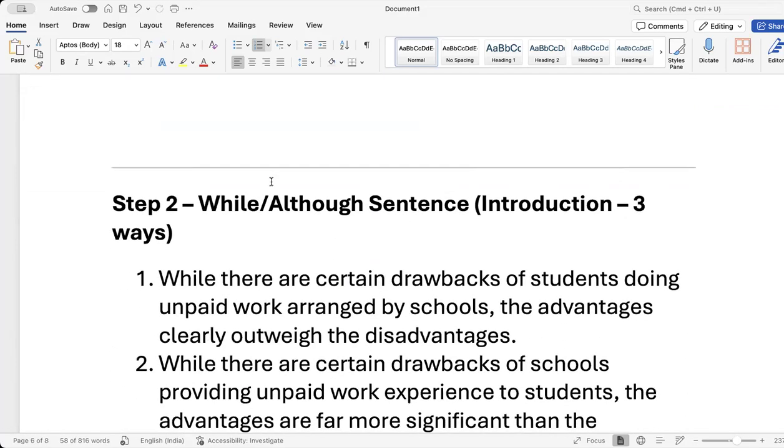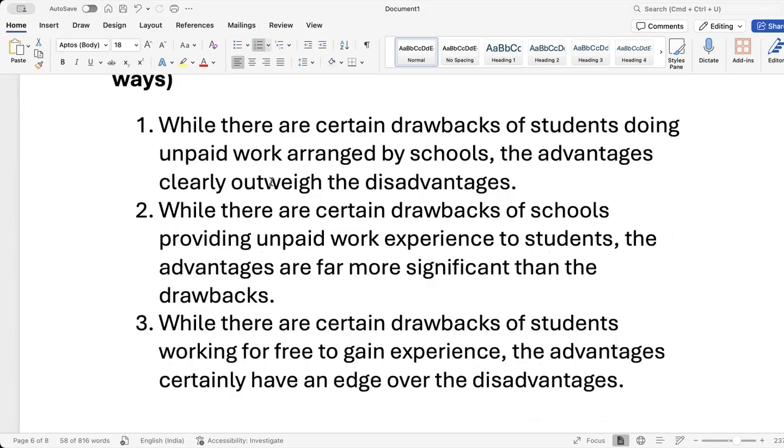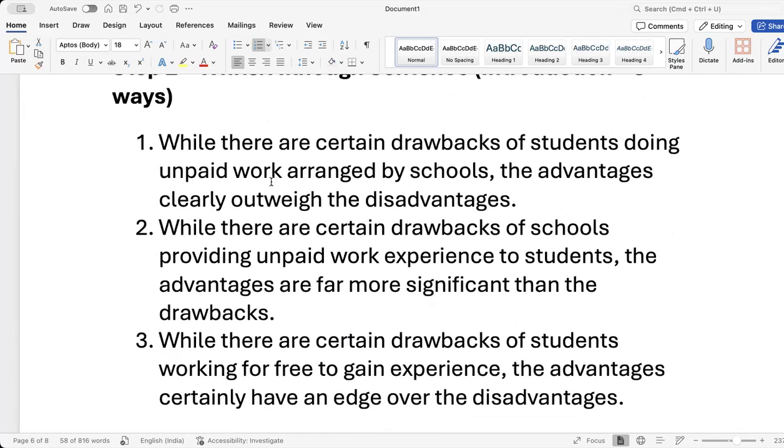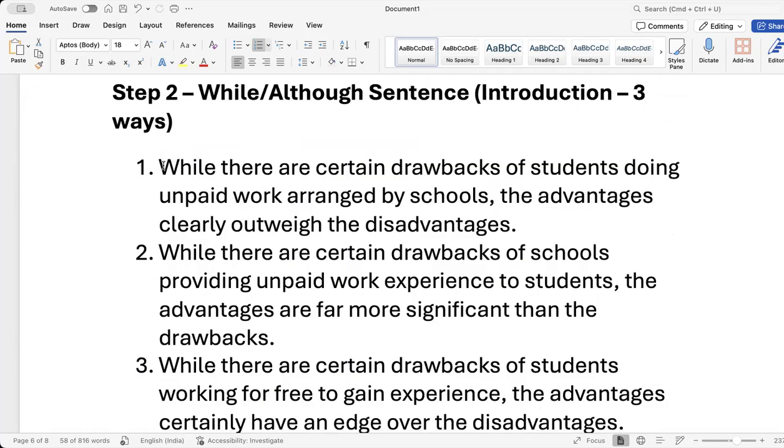Okay. Now let's practice the while and although statement, because I'm going to make you use it twice: once in the introduction, once in the conclusion. So how do I write it? My main structure begins like this. While, or you can use although, any word interchangeably. Start with while or although. In fact, I would recommend in the introduction, you can use while. In the conclusion, you can use although. Whatever you wish, you can do that.